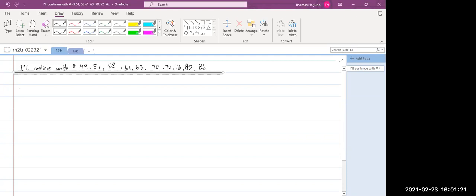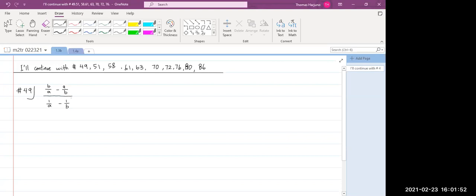Okay, let's do number 49. Number 49 in 1.3. Simplify b over a minus a over b, big over 1 over a minus 1 over b.